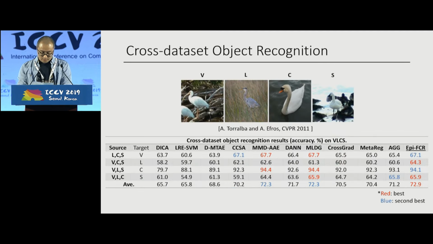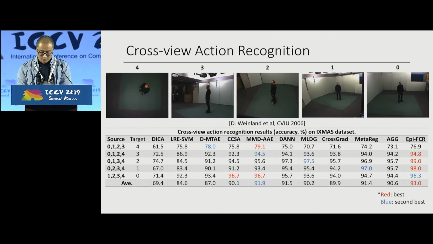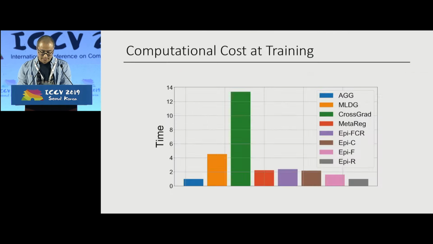We evaluate our method on cross-dataset object recognition, VLCS, cross-style object recognition, PACS, and the cross-view action recognition on IXMAS. And according to the computational cost at training, our episodic variants are efficient.